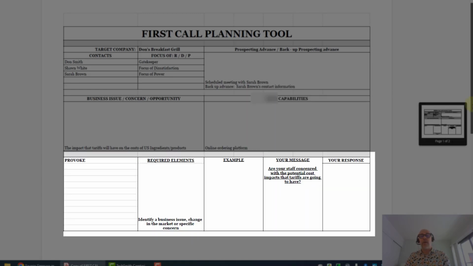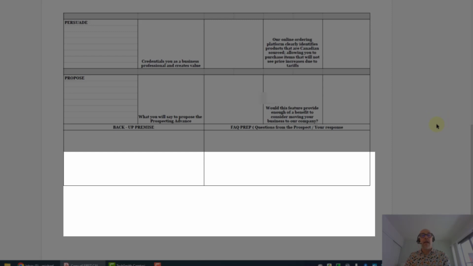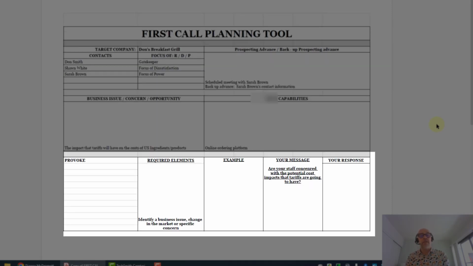So once you're in front of the gatekeeper, and trying to turn them into the focus of receptivity, the first thing you want to do is provoke, which is spark interest in that individual. And so the required element is to identify a business issue, which is the impact of tariffs. Now, your message that you're preparing to say to Don is, are your staff concerned with the potential cost impacts that the tariffs are going to have? It's okay to ask that question, so it's okay to keep that message in there.